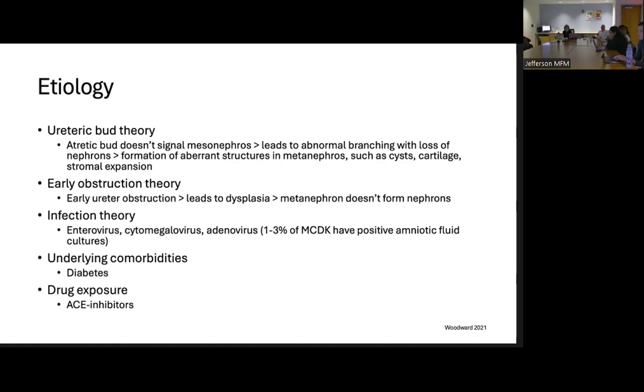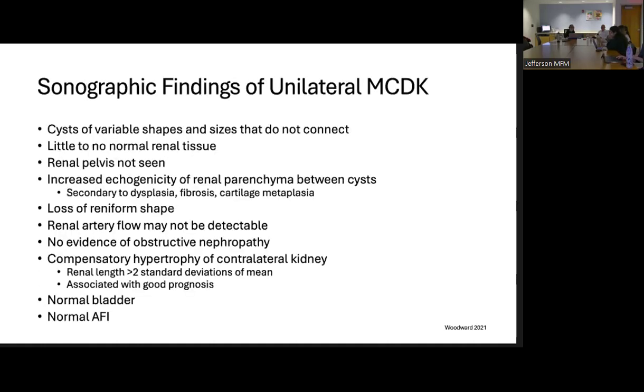So maybe there are some viruses that are involved: enterovirus, cytomegalovirus, adenovirus. Interestingly, when amniocentesis has been performed in MCDK cases, 1 to 3% of those cultures come back positive for infection. There's some thought that certain underlying comorbidities, like diabetes, for example, or perhaps certain drugs like ACE inhibitors, may increase the risk, but these are less commonly agreed upon theories.